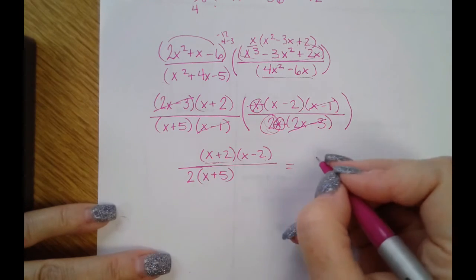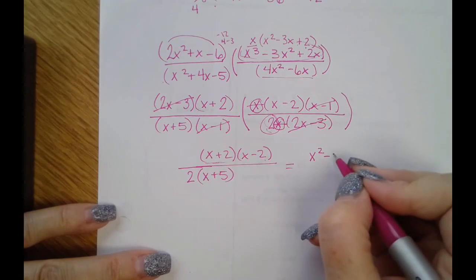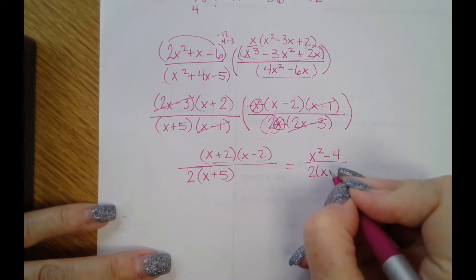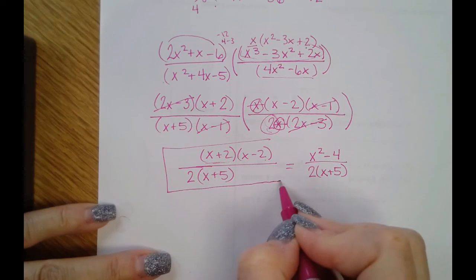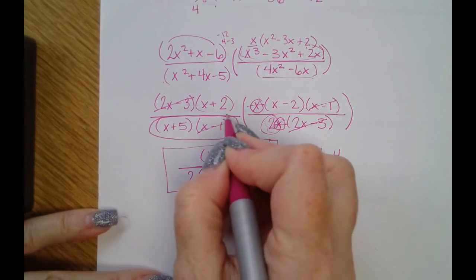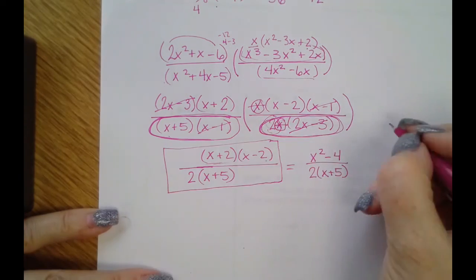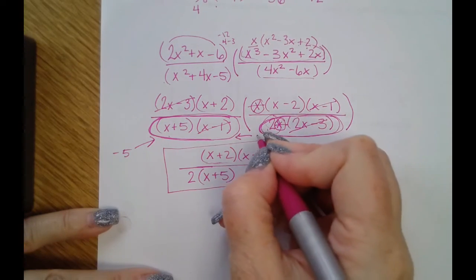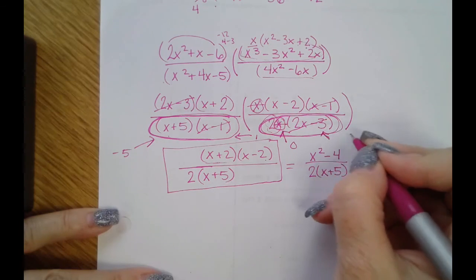Now in this case, for my domain, I would have to look at these factors and these factors, all of them. So I would have negative 5 here. I'd have 1 here. I'd have 0 from that x. And then I'd have 3 halves here. So I would have a domain that had quite a few restrictions. So x such that x cannot equal negative 5, 0, 1, and 3 halves.